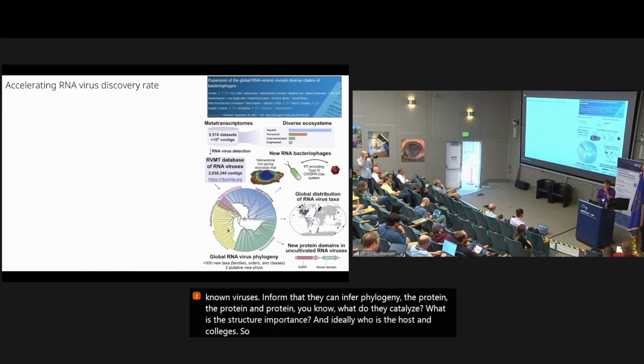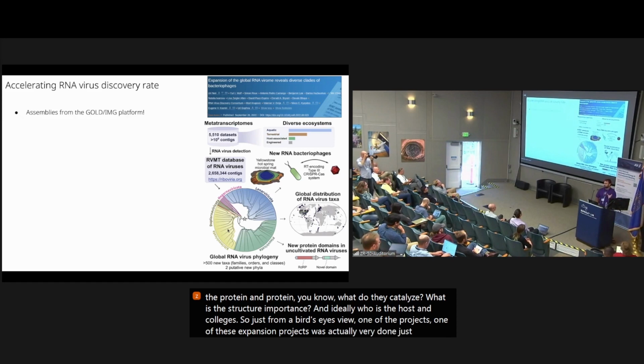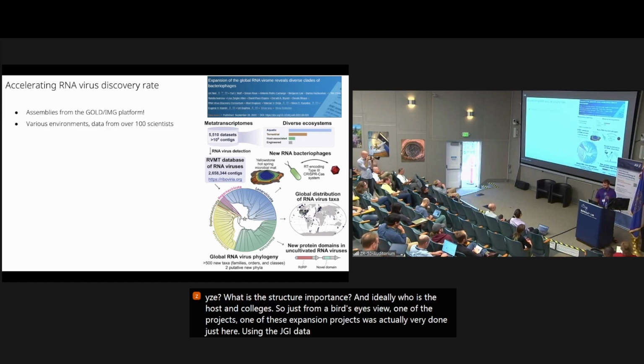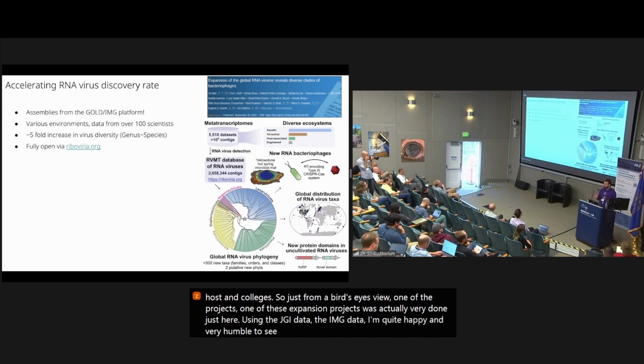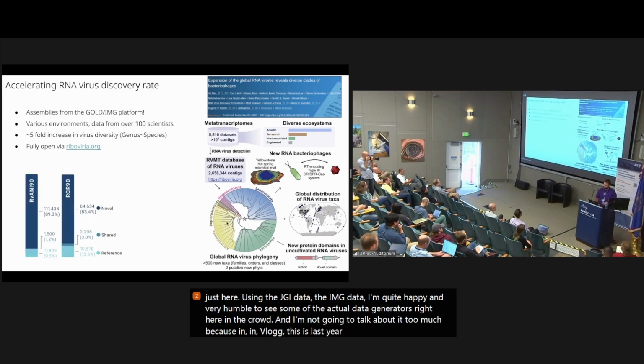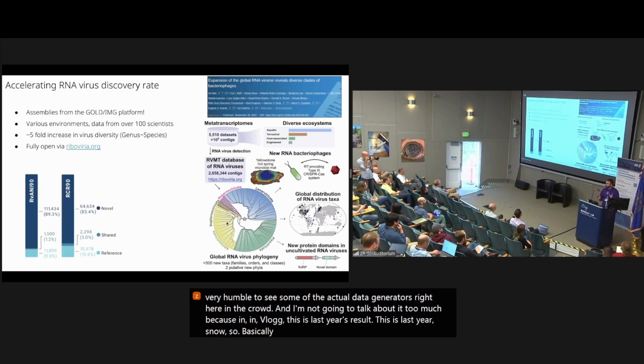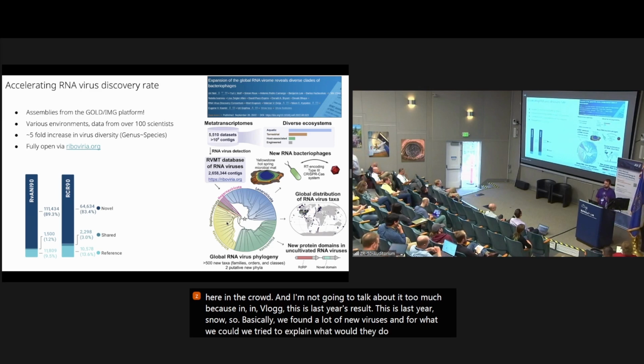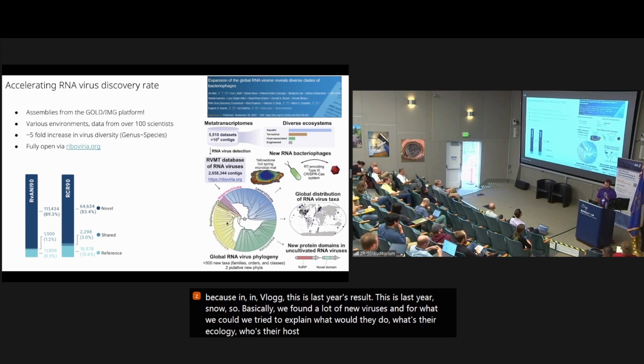So just from a bird's eye view, one of these expansion projects was actually done right here using the JGI data, the IMG data. I'm quite happy and very humbled to see some of the actual data generators right here in the crowd. And I'm not going to talk about it too much because in a large regard, this is last year's result. This is last year's snow. So basically, we found a lot of new viruses. And for what we could, we tried to explain what they do, what their ecology is, who their host is. But that only led us so far.